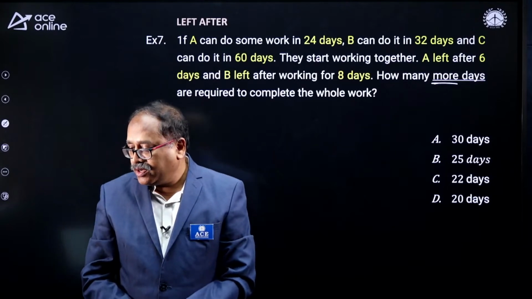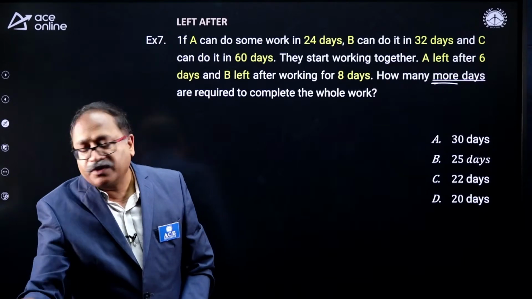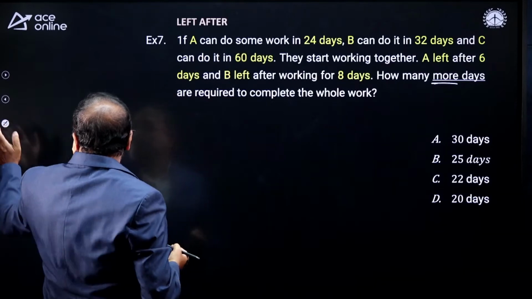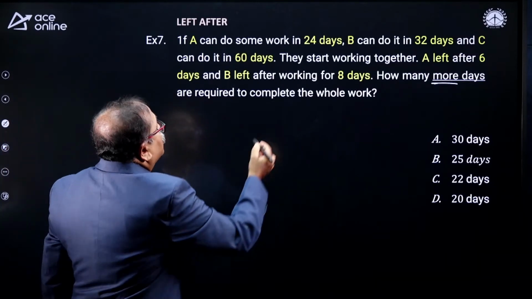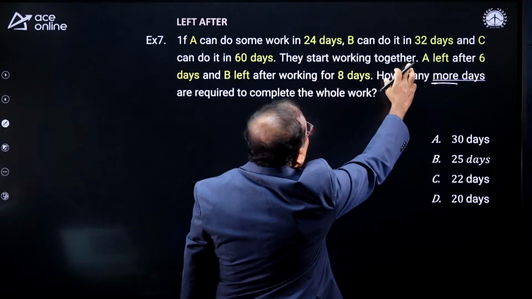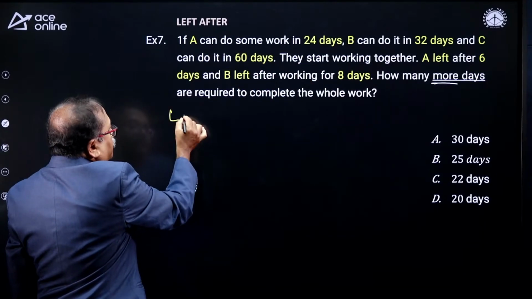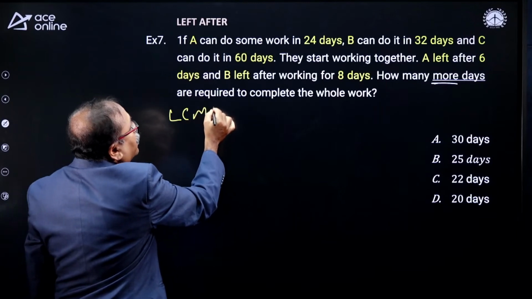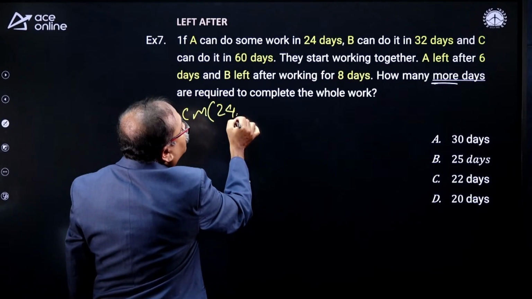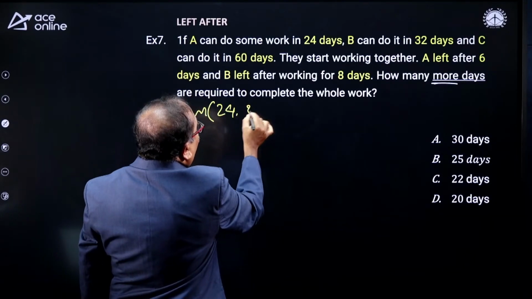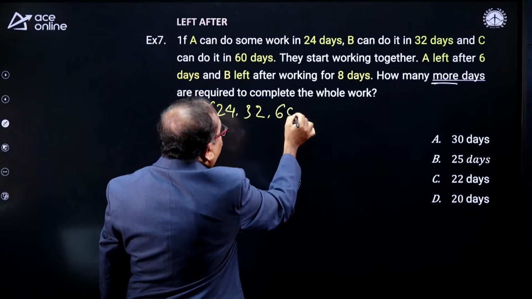Shall we begin over here? I request my friends to please work out this question, those who know how to do it. So, I am taking the LCM of 24, 32 and 60. What will be that LCM? Let me write down the LCM of 24, 32 and 60.